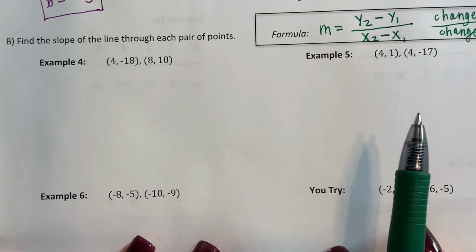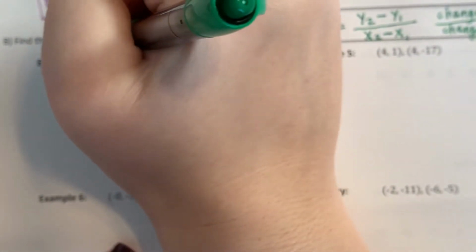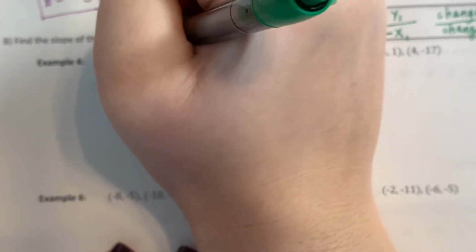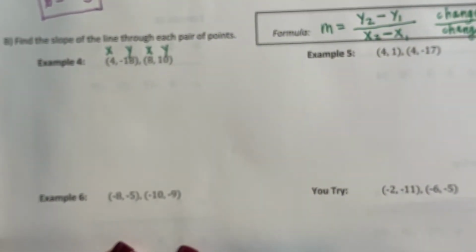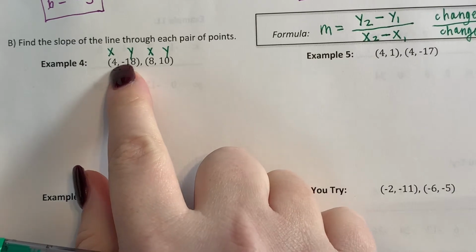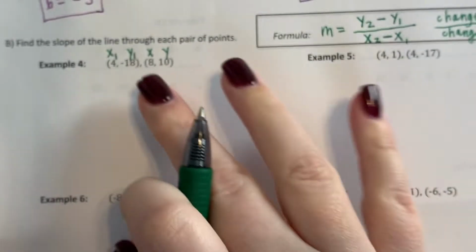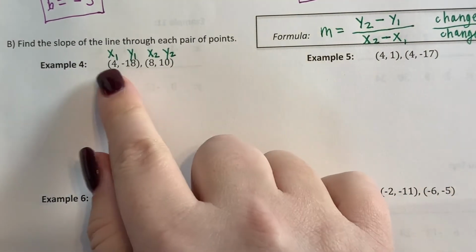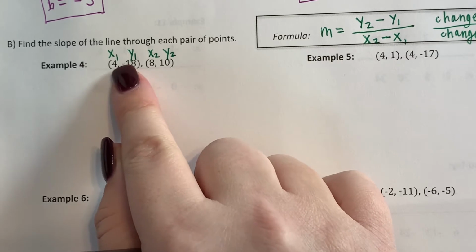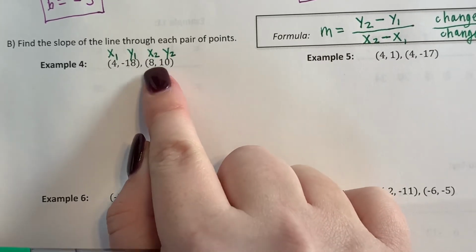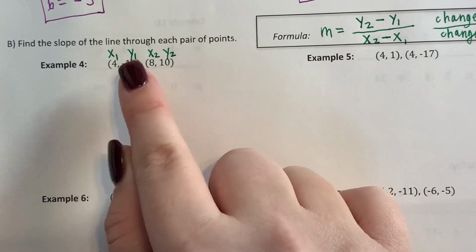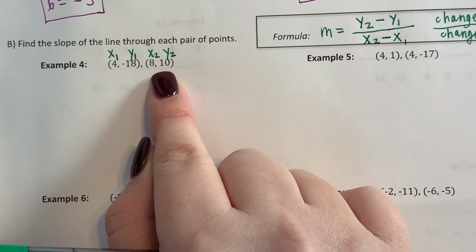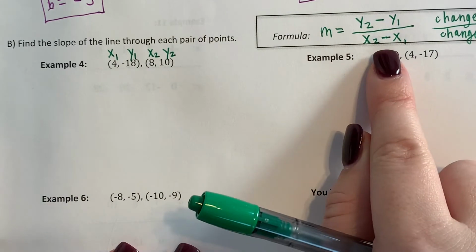In example 4, I have 2 ordered pairs, and ordered pairs we said are x comma y, x comma y. Because this is my first ordered pair, I can call it x sub 1, y sub 1. And because this is my second ordered pair, I can call it x sub 2, y sub 2. So again, the subscripts for 1 were for my first ordered pair, and the subscripts for 2 were for my second ordered pair. Once you label these, we are now just plugging these numbers into my formula.